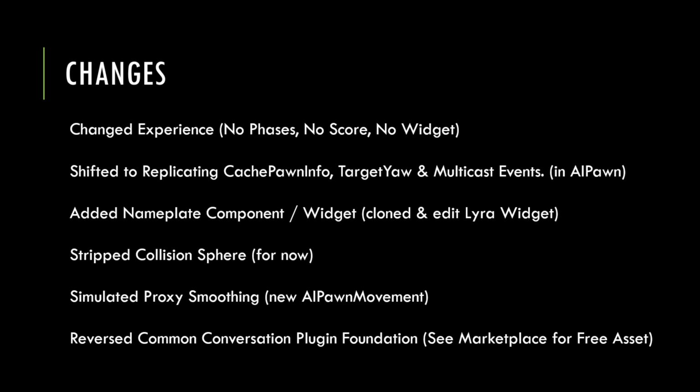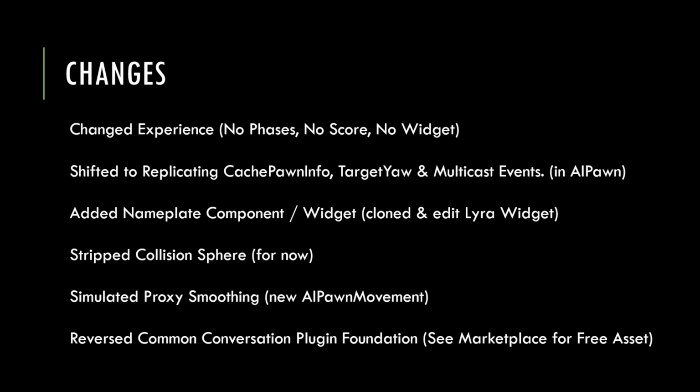There's a new AIPawn movement component, which basically extends the floating pawn movement component and allows us to simulate the proxies for smoothing. We'll show you with and without that, so you see why it's necessary.